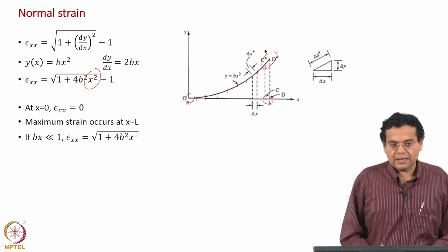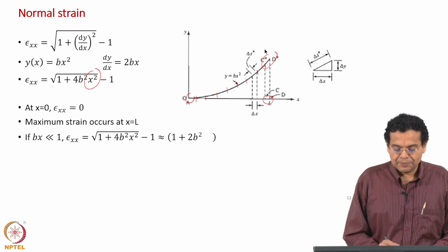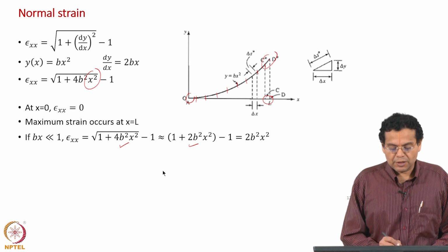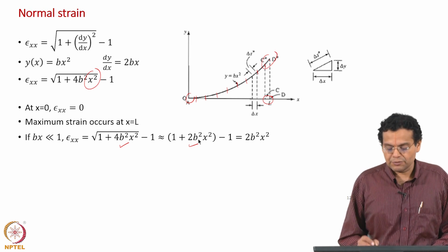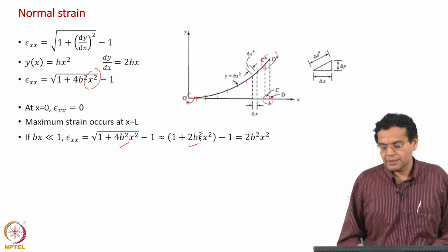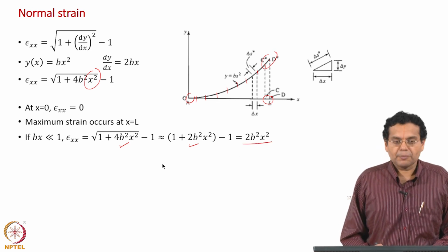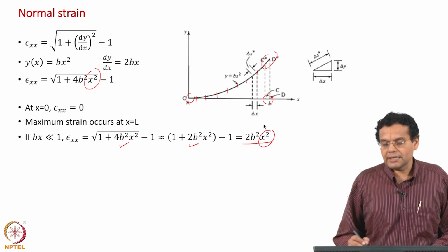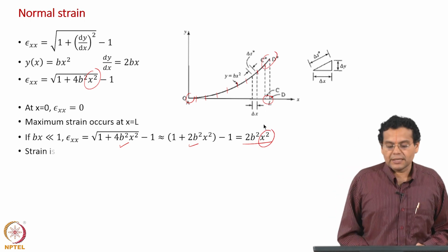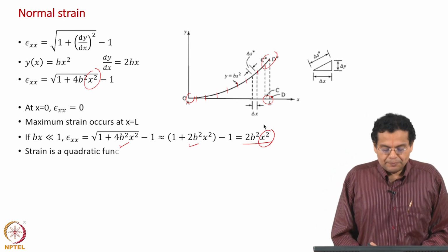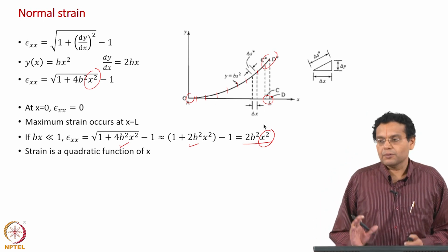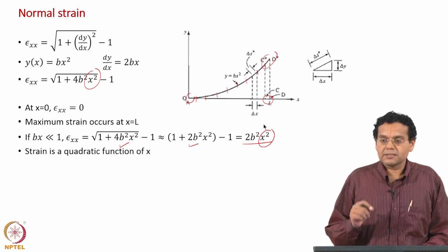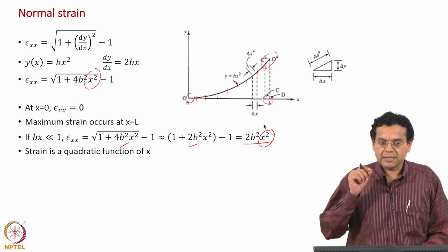And if you want to simplify, for example, if bx is very small compared to 1, then you can approximate this using the binomial theorem by this expression 1 plus 4 b squared x squared into 1 by 2, which gives you 1 plus 2 b squared x squared, and then subtract 1. So, to a quick approximation, the normal strain varies quadratically with the position x. Strain is a quadratic function of x. So, only one main concept in this example, we evaluated normal strain locally in a wire that is being stretched.